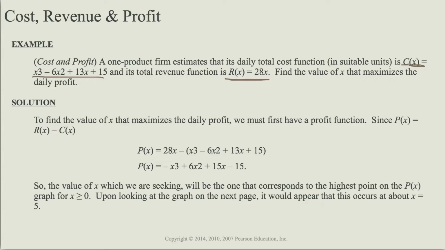And so what we'll use is the fact that the profit is going to be equal to our revenue, the amount of money we generate, minus however much it costs us to produce those items. And so we get our profit function right here, the simplified version of it, minus x cubed plus 6x squared plus 15x minus 15. And really what I want to do now is optimize this. So again, taking the derivative, set it equal to 0.